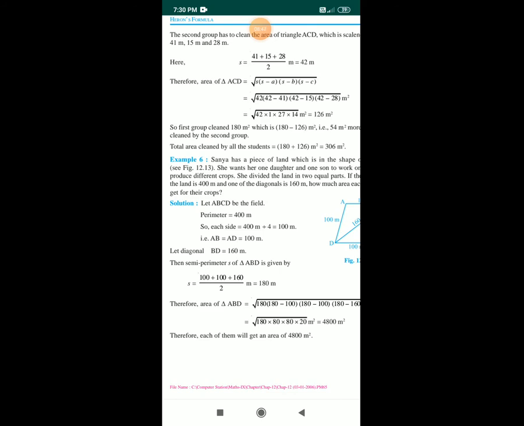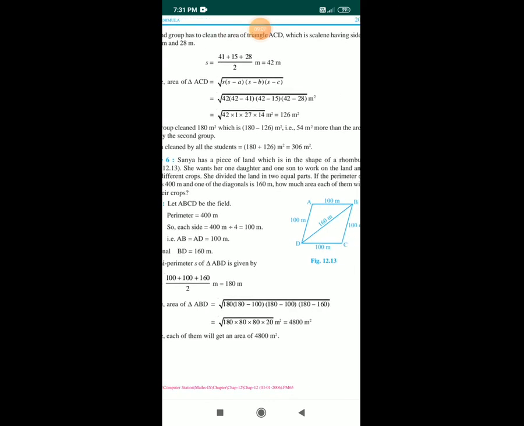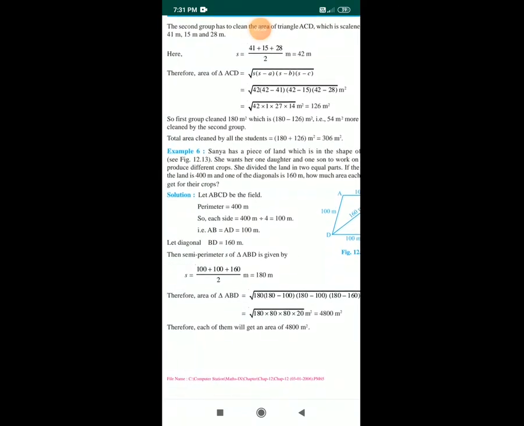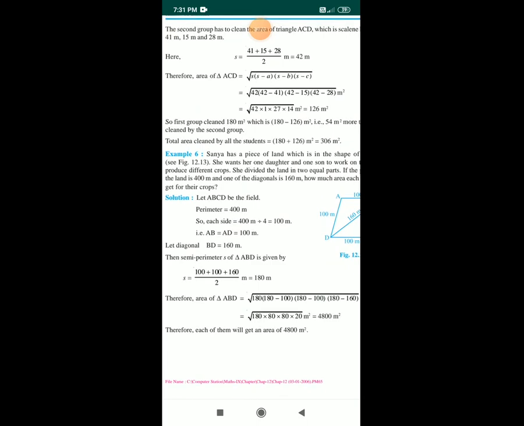Then the semi-perimeter of triangle ABD is given by S is equal to 100 plus 100 plus 160 divided by 2, so is equal to 360 divided by 2 equal to 180 meter. And therefore the area of triangle ABD is equal to under square root of 180 into 180 minus 100 into 180 minus 100 into 180 minus 160. So therefore we get under square root of 180 multiply 80 multiply 80 multiply 20 meter square is equal to 4800 meter square. Therefore each of them will get an area of 4800 meter square.